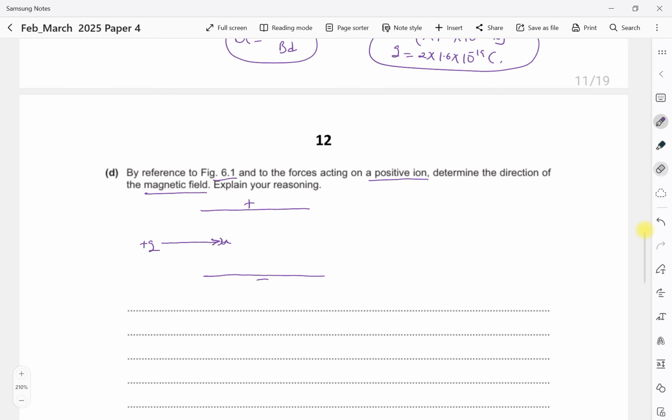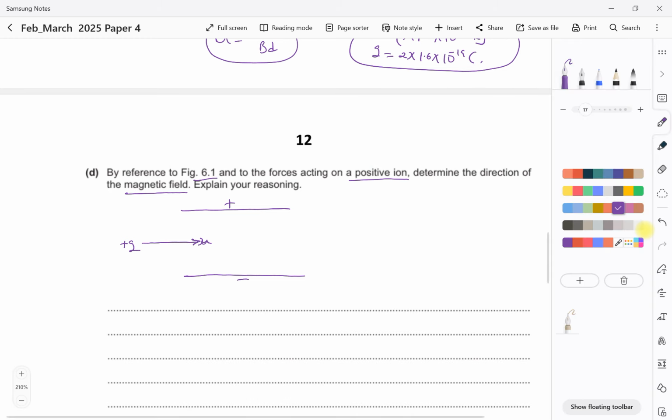So when the particle enters, we have already said that the electric force on a positively charged particle is in the same direction as that of the electric field. The field is downwards, so the electric force is also in the same direction as the electric field on a positively charged particle when it enters.